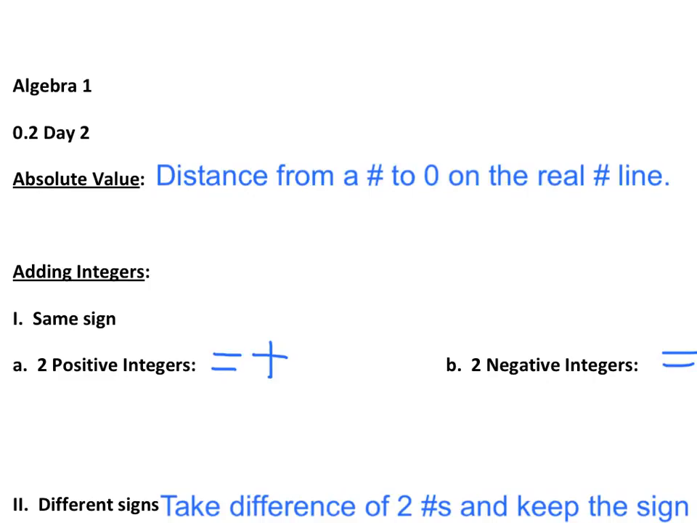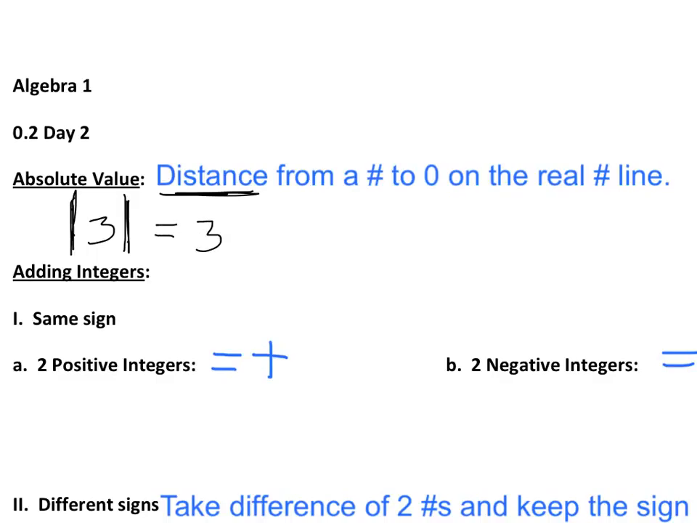This is the distance from a certain number to 0 on the real number line. Keyword there is distance. So if you have distance, it's always going to be positive. Now absolute value, if you ever see this in a problem, I'm going to put 3 in there. If you ever see these bars that I'm putting here around the 3, that means absolute value. So that means the absolute value of 3 is 3, because it's 3 units from 0.